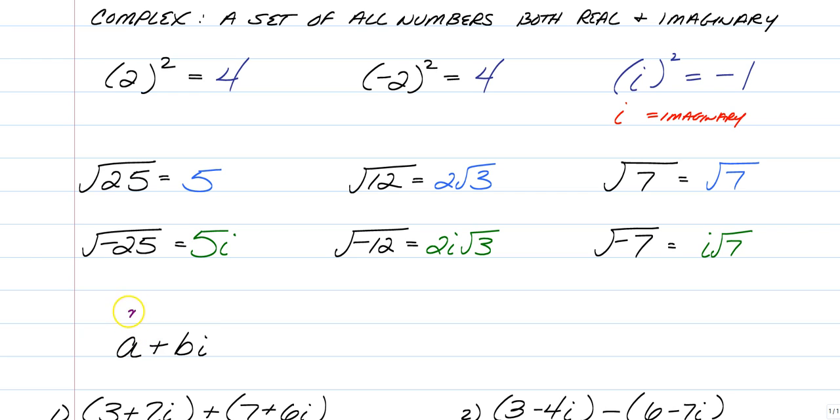Okay, so common ways to write a complex number is this way. This is a complex number standard form. And a is your real number, if there is one. And bi is your imaginary number. And that's how you write a complex number. It goes real, then imaginary.